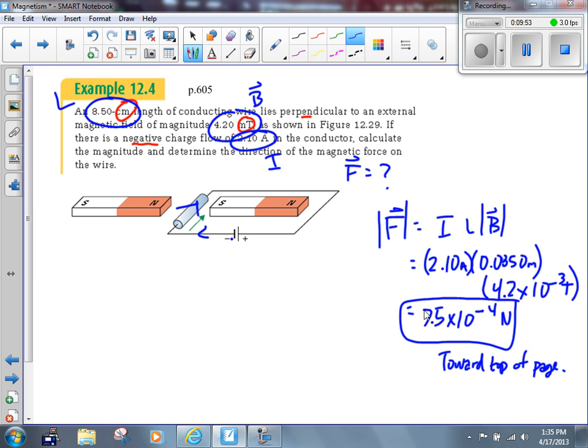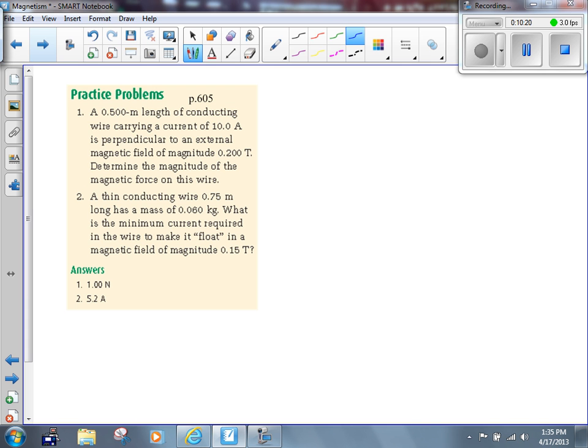Okay, that'll do it. It's a pretty straightforward question. The equation is easy, as long as you do your unit conversions. The hand rule, I wouldn't say it's easy, but it's no harder than it was this time last week when we were finding the force on individual charged particles. It's exactly the same thing. Try these two questions, see what you can do with them.